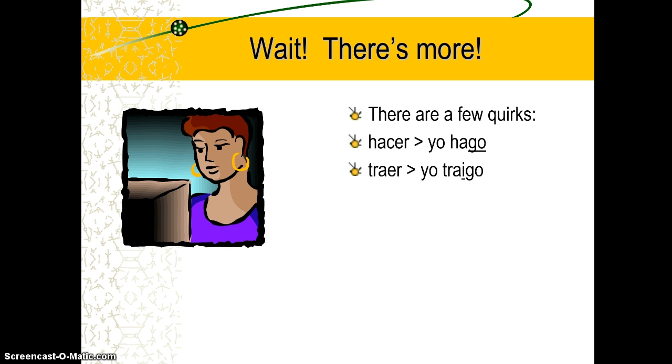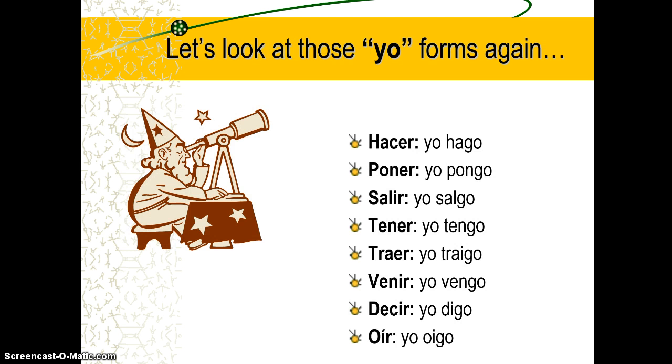There are a few quirks though. For example, hacer is hago and traer is traigo. So let's take a look at all of those yo forms. Yo hago, yo pongo, yo salgo, yo tengo, yo traigo, yo vengo, yo digo, and yo oigo.